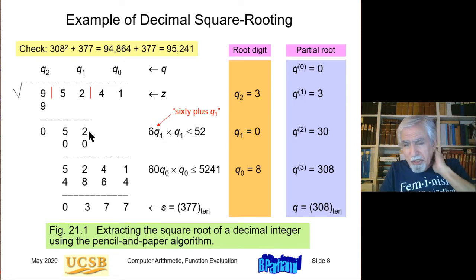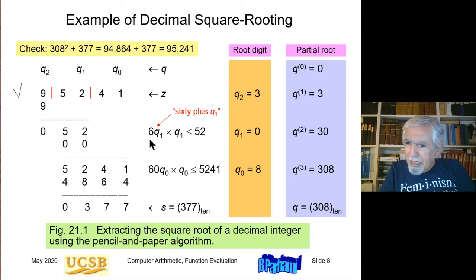Okay, how do I determine what the next root digit should be, Q1? This is the procedure in the manual algorithm. I take the partial root up to this point, so I determine the first root digit to be 3. Partial root, which is basically the digits that I've determined so far, is 3. The zeroth partial root was 0. Okay? The first partial root is 3, first digit of the root.